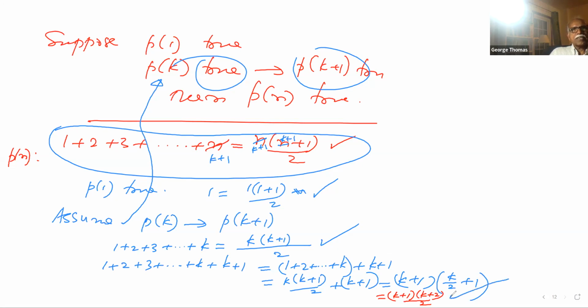Whoa, wait a minute. So the formula holds. If it holds for k, it holds for k plus 1. Therefore, it is true for all n. Get it? Yes, sir. This is the principle of mathematical induction application. I said, this is a method of proof.